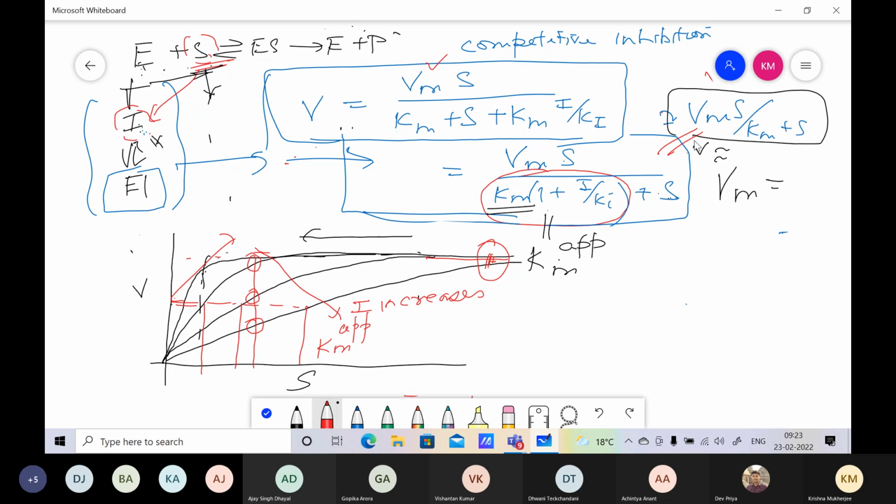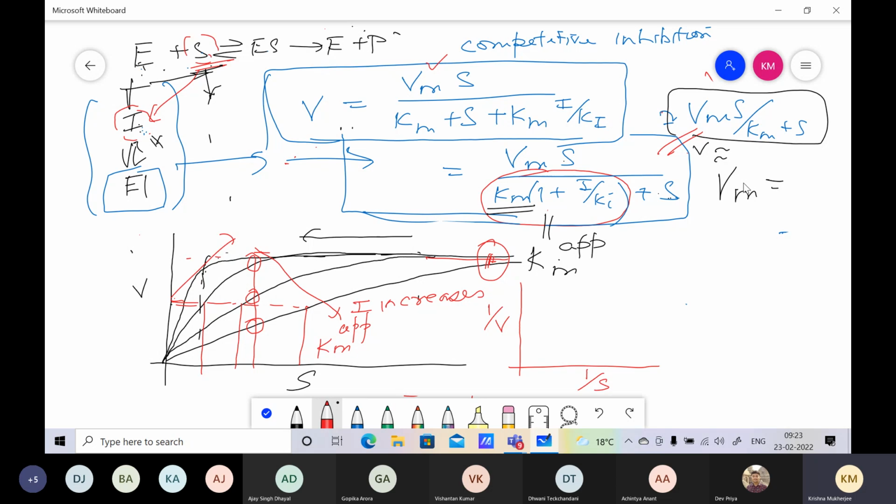Because when you plot, how do you plot it? You plot 1 by V versus 1 by S. Of course, you don't plot V versus S; I have told you in the lab practicals that you should not plot 1 by V versus S. Now, what is 1 by V versus 1 by S in this equation?